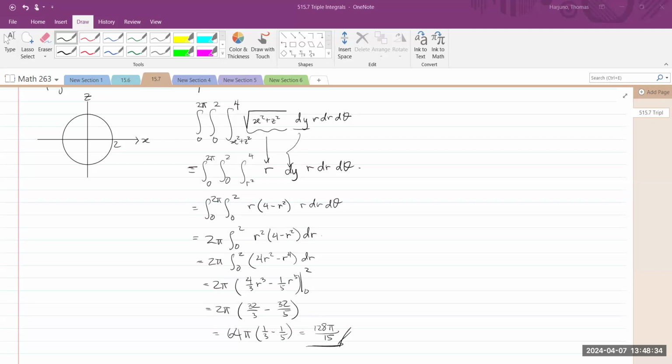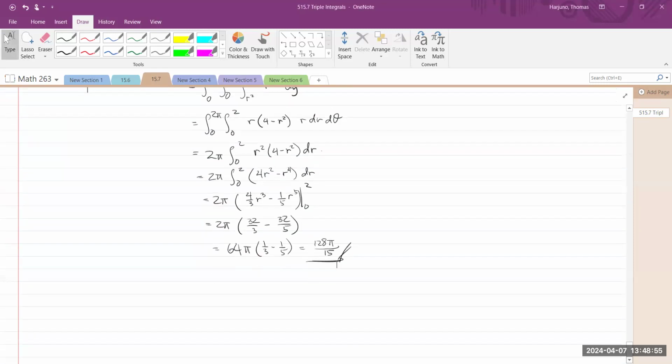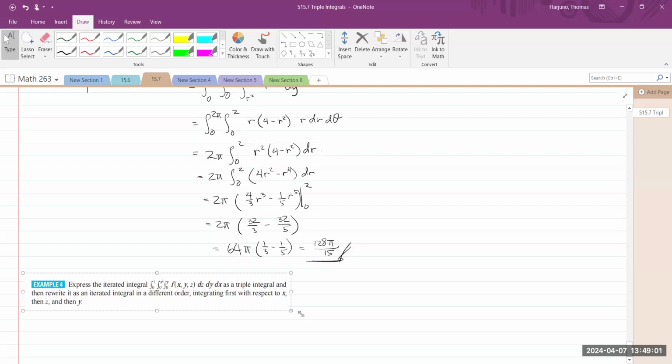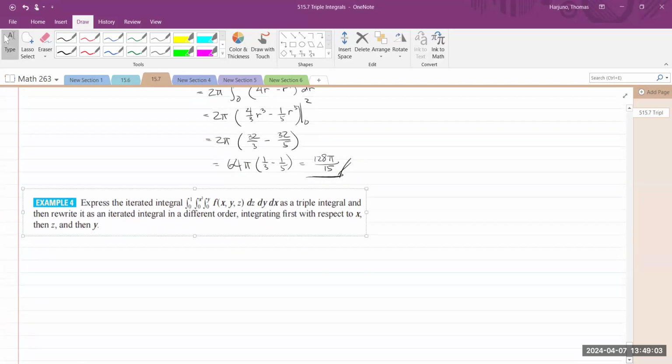We still have example 4, and I think that's a good one. Example 4 is actually the type of question I want to go over. Express the iterated integral. So we need to interpret the solid from the triple integral.